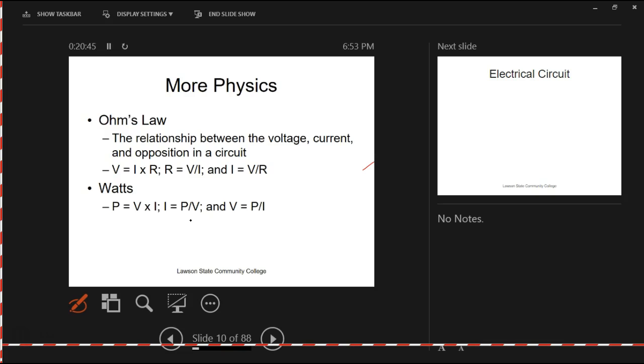If we know that V is equal to I times R, then we can come over here and take V and put it on the top, and then we'll put I and R below. And then you cover up what you're solving for. So V would be equal to I times R because they're side by side. I would be equal to V over R, and R would be equal to V over I.